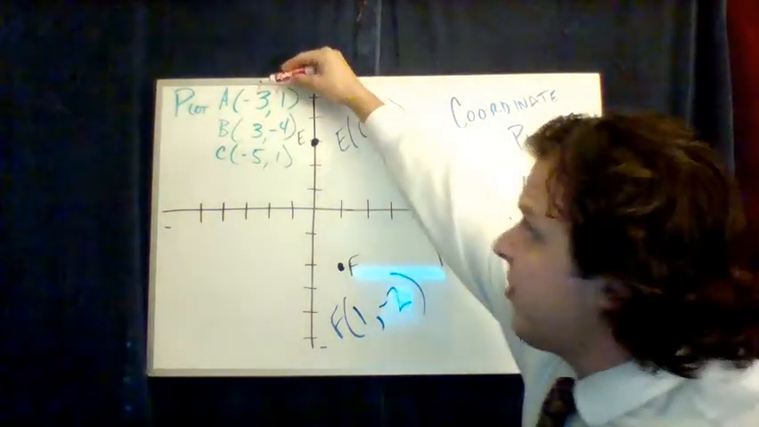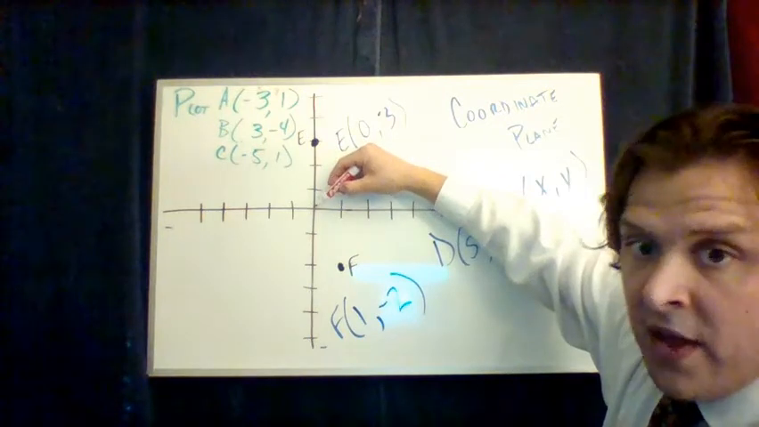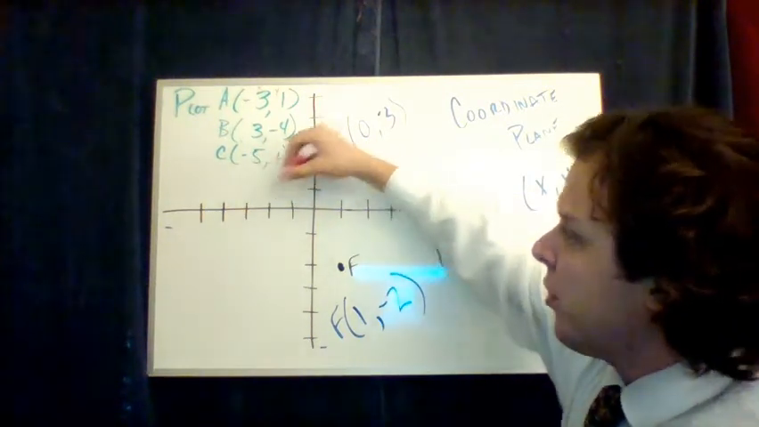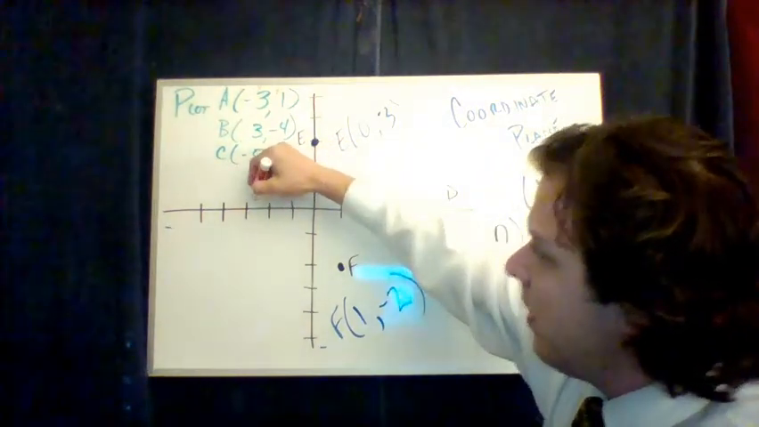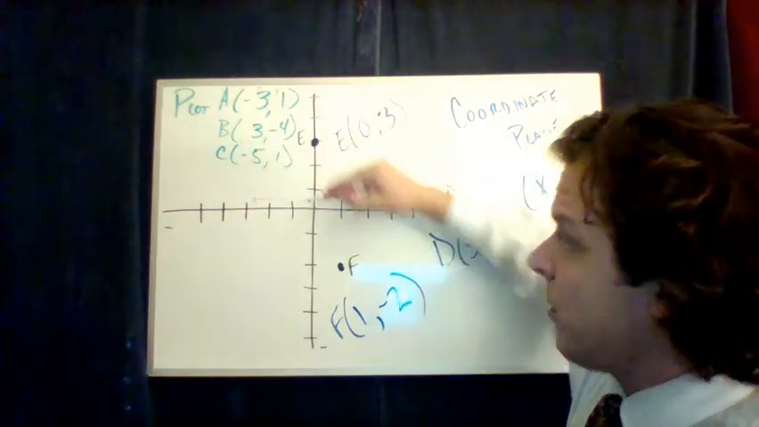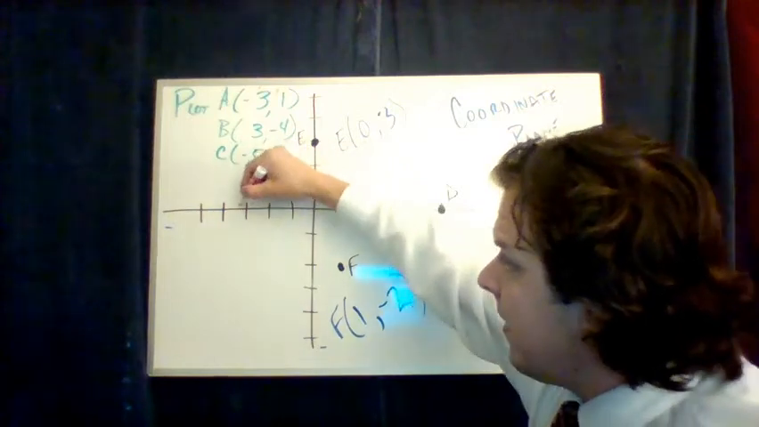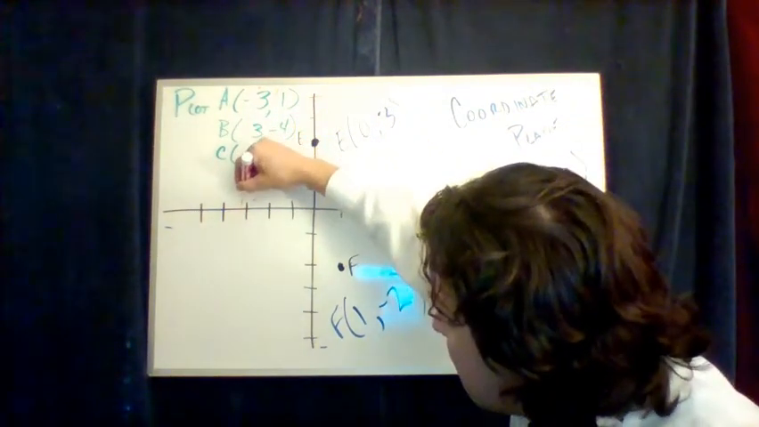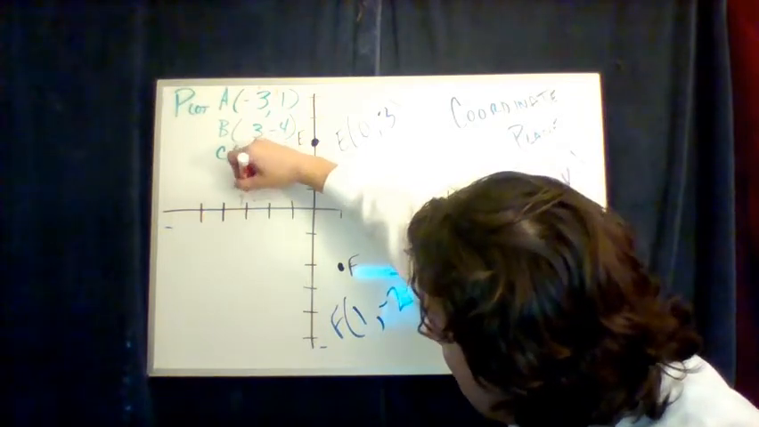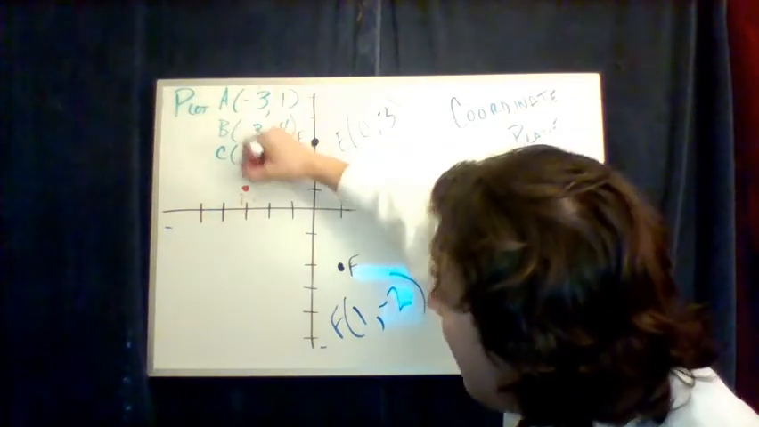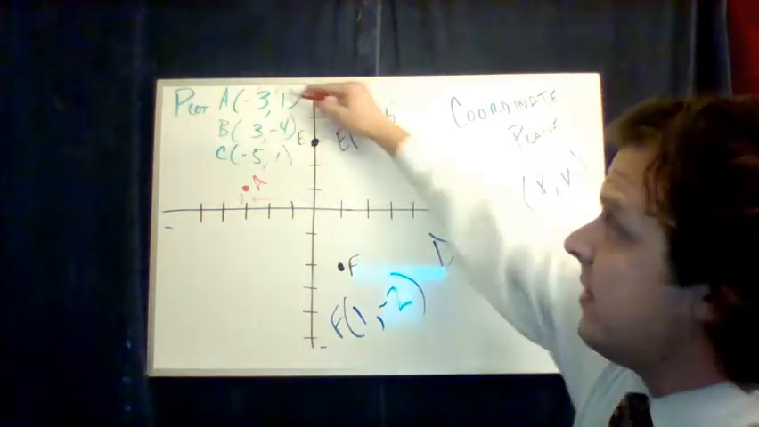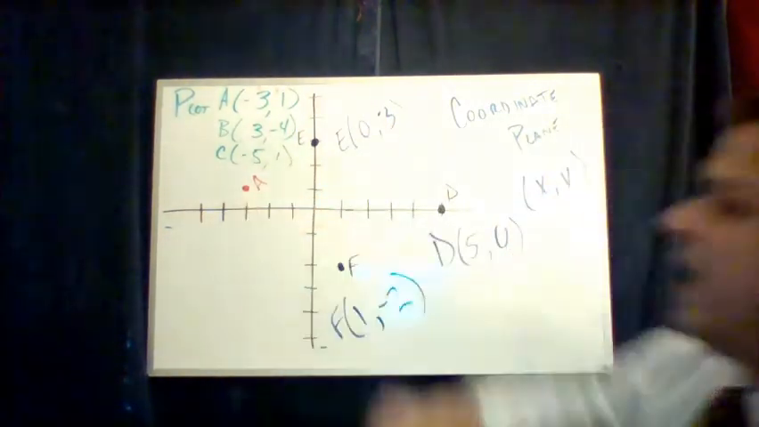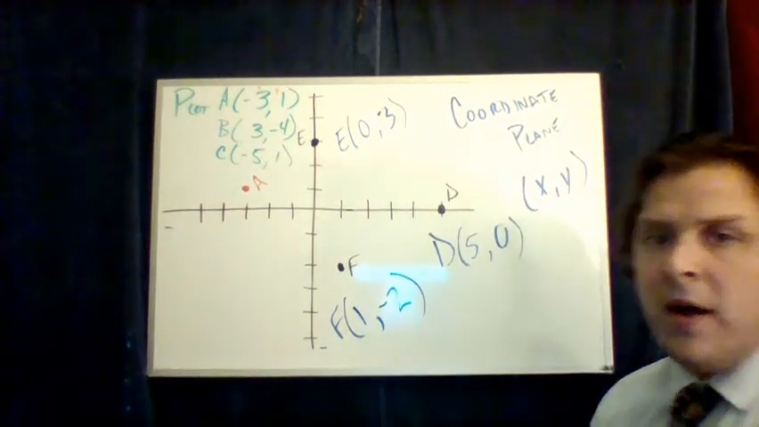So -3, we start at the origin. -3, we're going over left. 1, 2, 3, right? We're going over 3. We're going +1, so we're going up 1, which is right there, right? Left 3, up 1. It looks like this point is point A, right? That's point A right there. -3, +1. Point A.